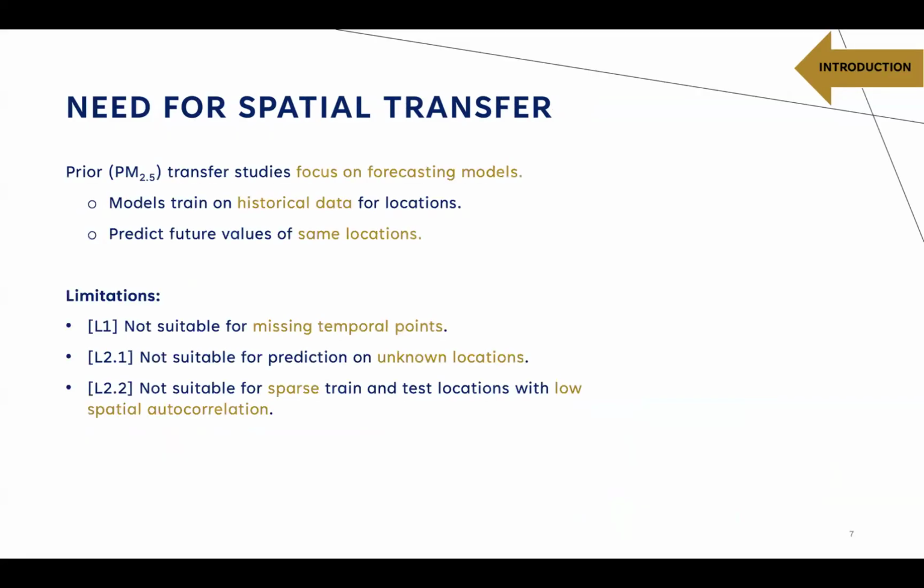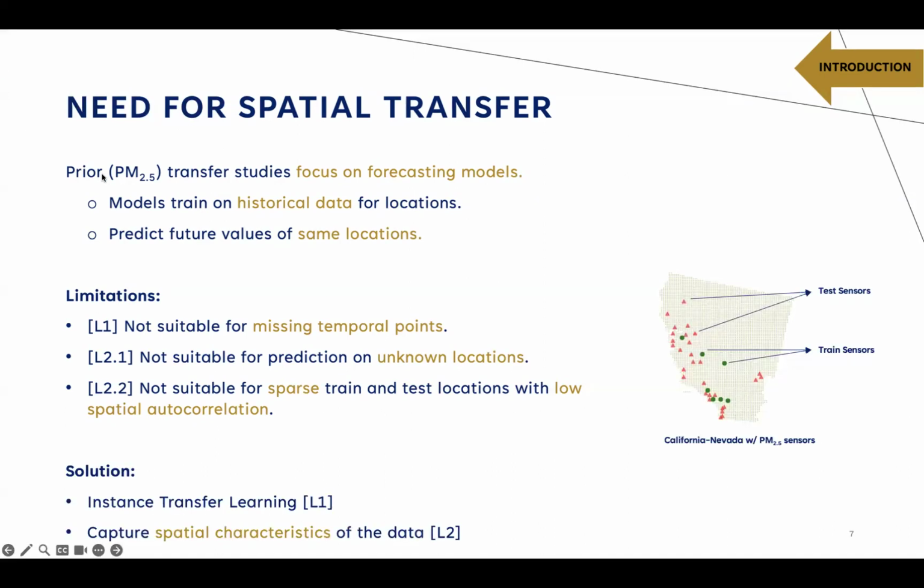Okay, so we defined what spatial transfer learning is. To understand it, we focus on what transfer learning for PM 2.5 has been previously. Prior PM 2.5 studies focus on forecasting models, which train on historical data for locations and predict future values for the same locations. These have certain limitations. One, if there are missing temporal points, which is often the case, they are not well suited. Second, if you're trying to predict on unknown locations, they are not suited either. They are also not suitable for sparse train and test locations with low spatial autocorrelation.